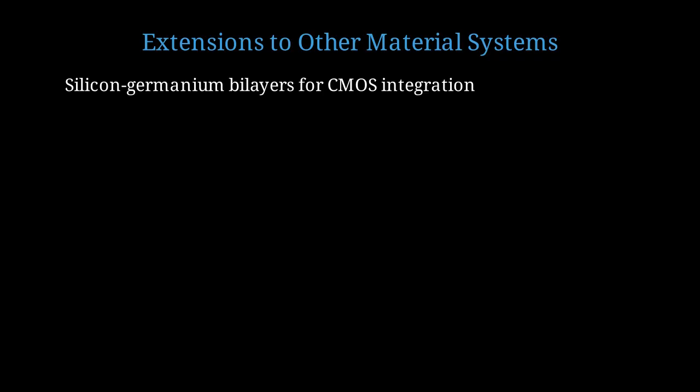Silicon-germanium bilayers can form rolled tubes compatible with standard CMOS processing. The lattice mismatch between silicon and silicon-germanium alloys provides the driving force for rolling. Gallium nitride and indium gallium nitride bilayers can roll into tubes. These wide bandgap semiconductors are useful for ultraviolet and blue light applications.